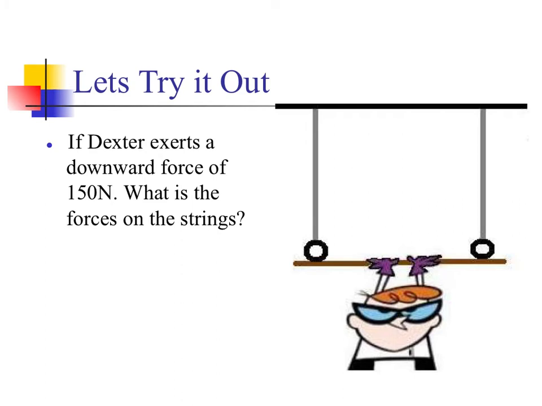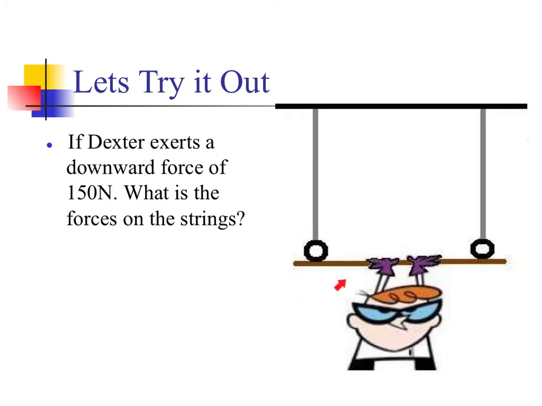When we see this example here, if Dexter exerts a downward force of 150 newtons, what is the force on the strings? Because we're dealing with the strings, it might be easiest for us to look at one of the strings. Now, which string do we look at?